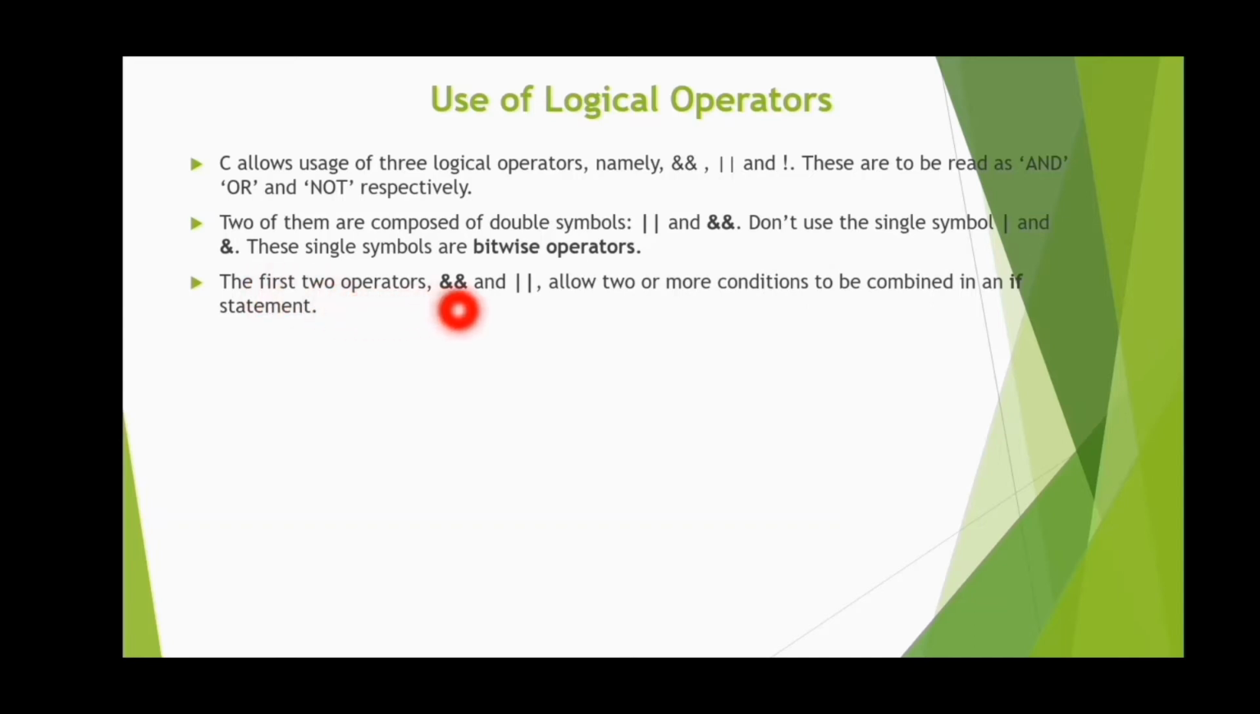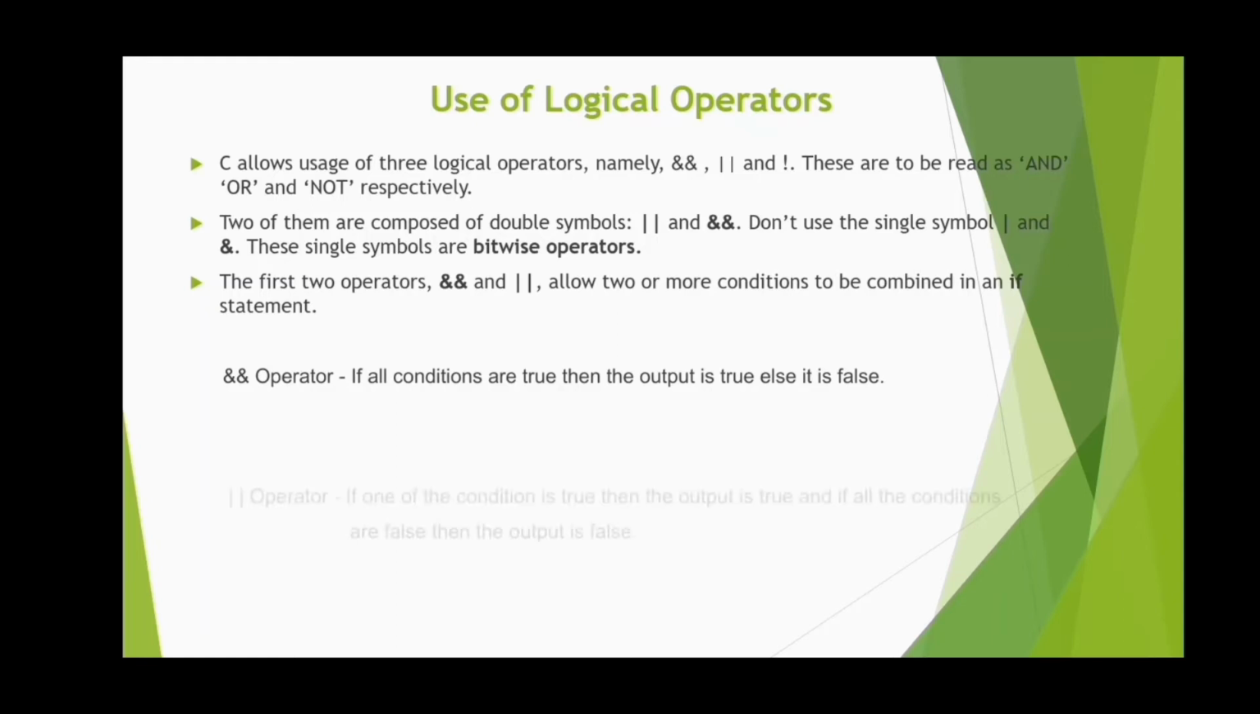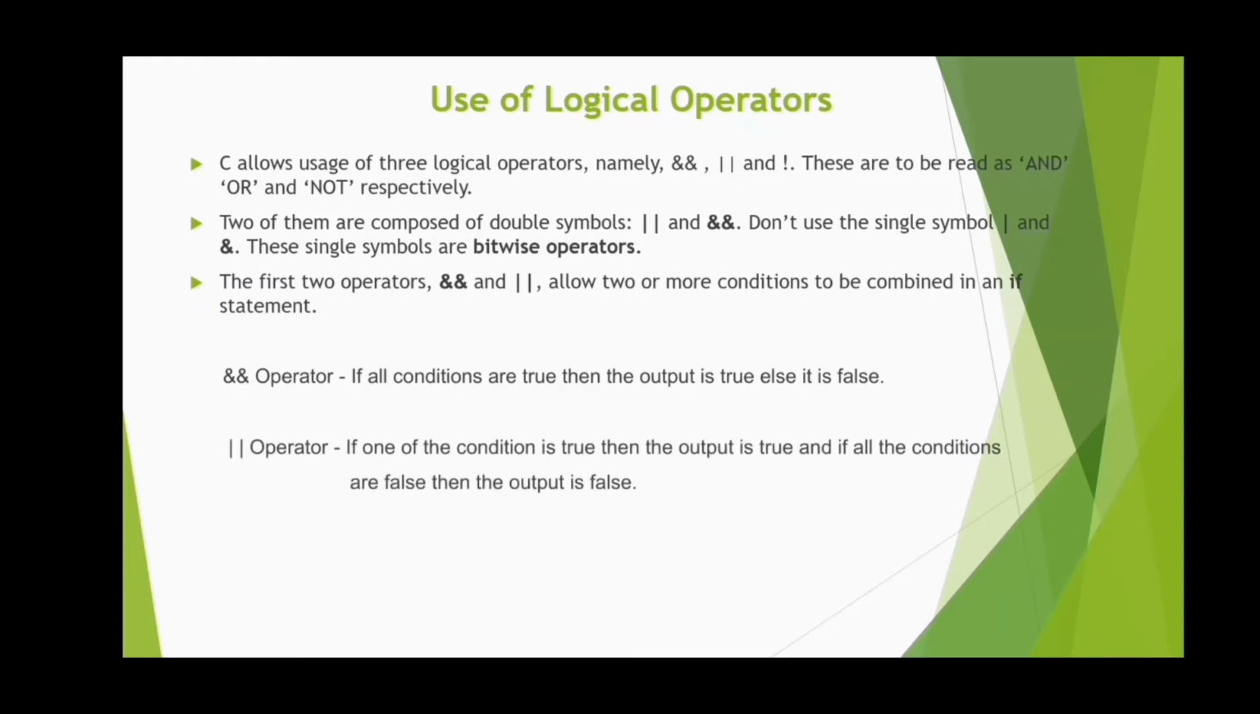The first 2 operators AND and OR allow 2 or more conditions to be combined in an if statement. If we want to combine multiple conditions within if, we have to do that in our program. So that's why we have to use the AND and OR logical operators for that. So what is the AND operator? If all conditions are true, then the output is true, else it is false. And the OR operator is if one of the conditions is true, then the output is true, and if all the conditions are false, then the output is false.